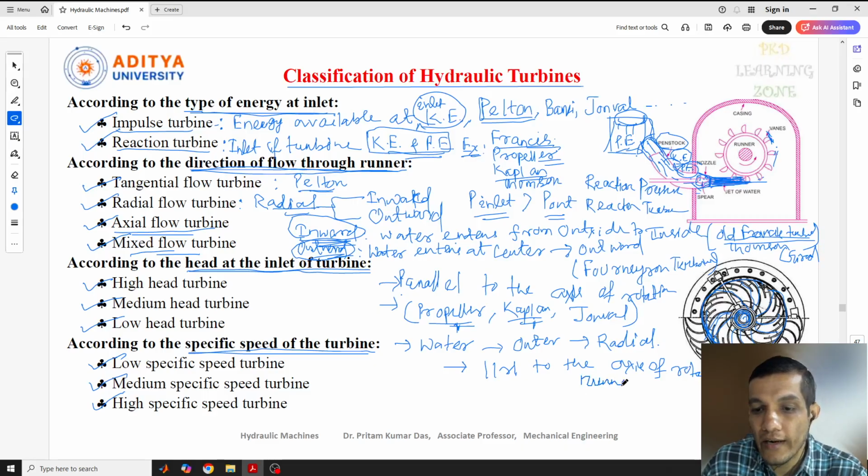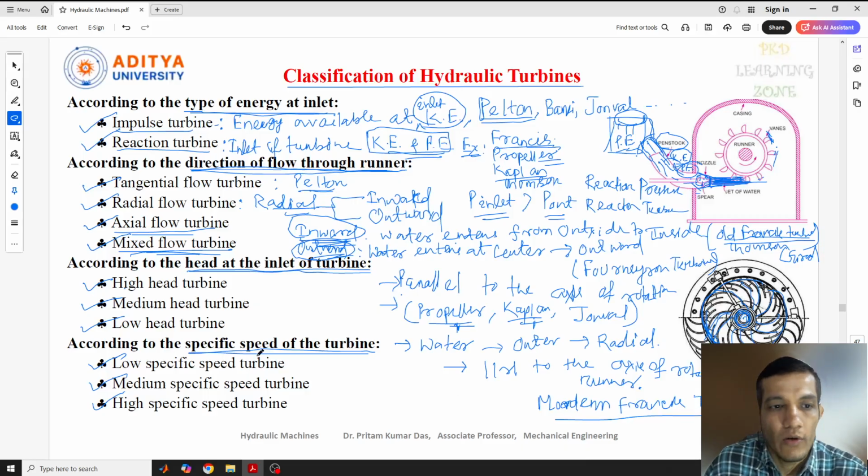Like how the runner is rotating, the flow direction of the water coming out will be parallel to the rotation of the runner. So this is called the mixed flow turbine. The example of this mixed flow turbine is the modern Francis turbine. So this is about the mixed flow turbine.